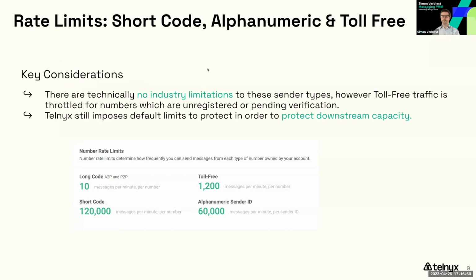Yeah. Rate limits as it pertains to the other offerings, so shortcode, alphanumeric, toll-free. There's technically no real industry limitations on these sender types explicitly. However, I will say that there is a volume limitation that was recently introduced for toll-free numbers which have not been verified or are pending verification. So the only limits you'll really run into on these routes is the limits assigned to your account. And of course, back to that idea again, that we have a finite amount of downstream capacity.